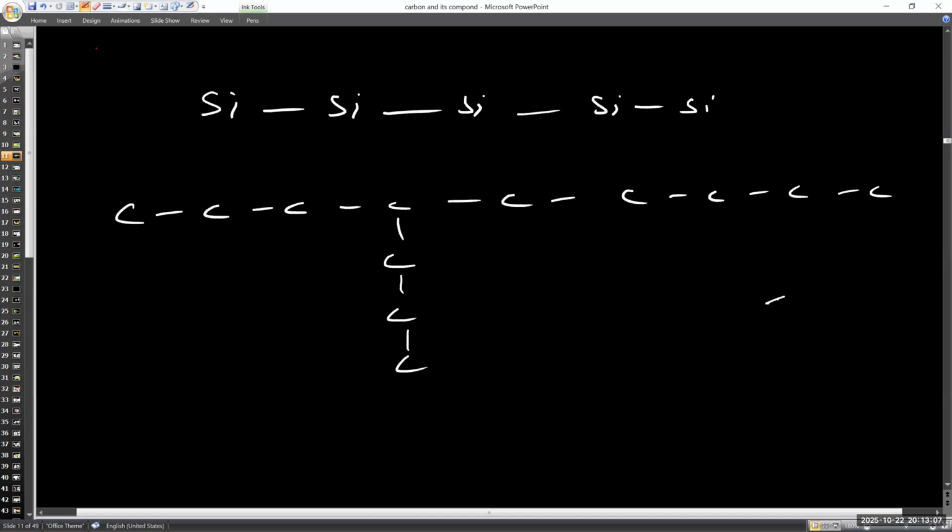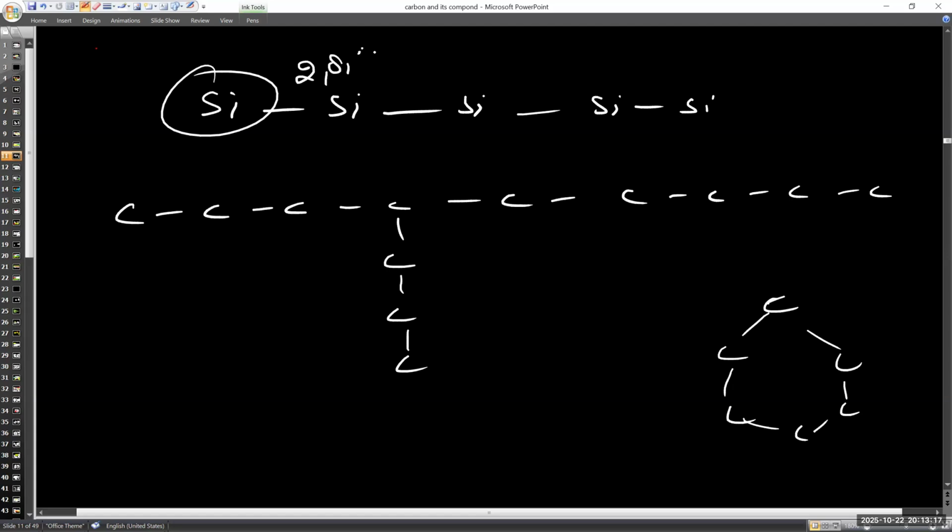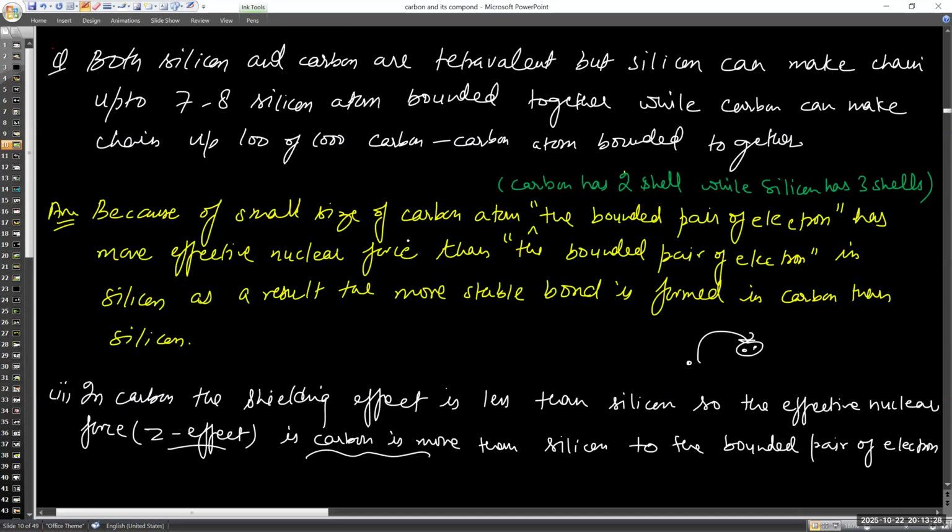and in rings. So why does carbon have a special property compared to silicon? Although silicon is 2, 8, 4, silicon is also tetravalent. The reason is very simple: carbon is small in size, so the effective nuclear force is very high as compared to silicon. This is the main reason.